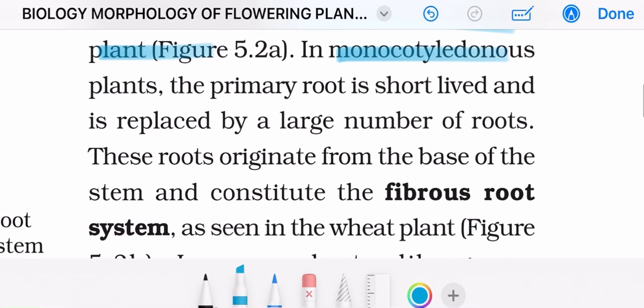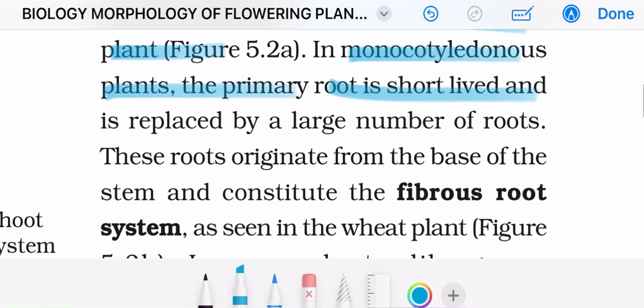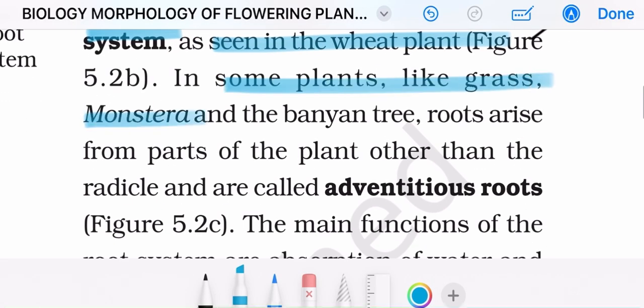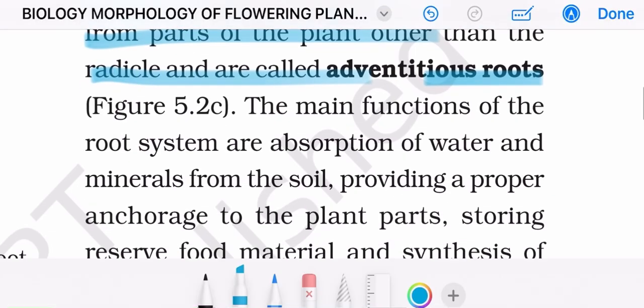In monocotyledonous plants, the primary root is short-lived and is replaced by a large number of roots. These roots originate from the base of the stem and constitute the fibrous root system, as seen in the wheat plant. In some plants like grass, Monstera and the banyan tree, roots arise from parts of the plant other than the radicle. They are called adventitious roots.